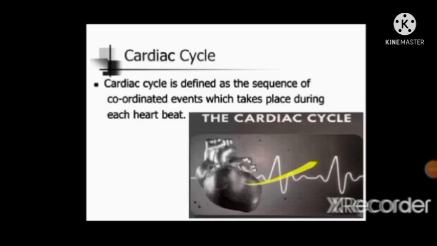After that, the cardiac cycle. The cardiac cycle is defined as a sequence of coordinated events which take place during each heartbeat. Each heartbeat consists of ventricular contraction and ventricular relaxation, or atrial contraction and atrial relaxation, which are also called systole and diastole.